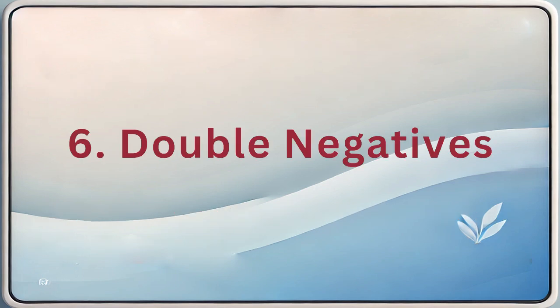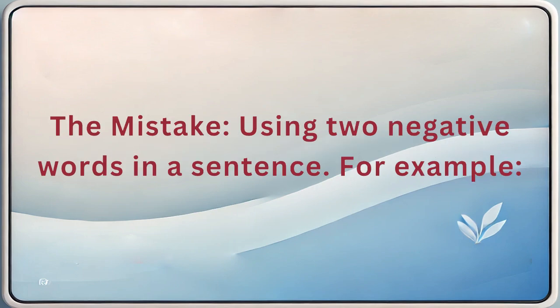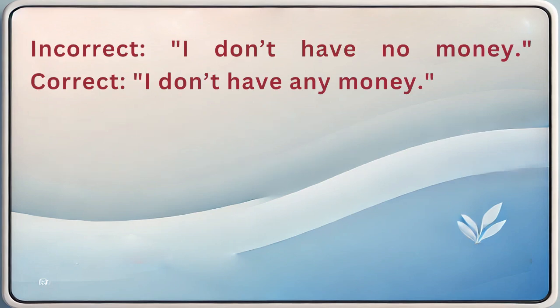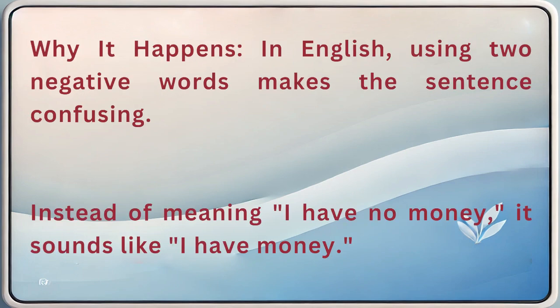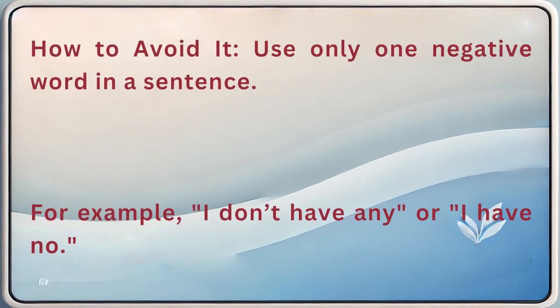6. Double negatives. The mistake: using two negative words in a sentence. For example, incorrect: I don't have no money. Correct: I don't have any money. Why it happens. In English, using two negative words makes the sentence confusing. Instead of meaning, I have no money, it sounds like, I have money. How to avoid it. Use only one negative word in a sentence. For example, I don't have any, or I have no.